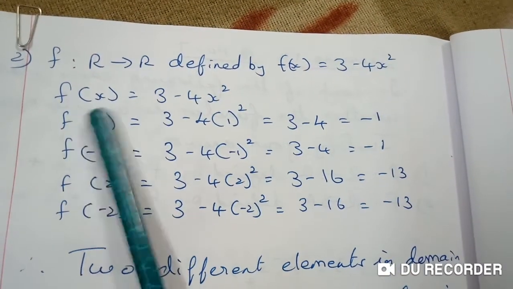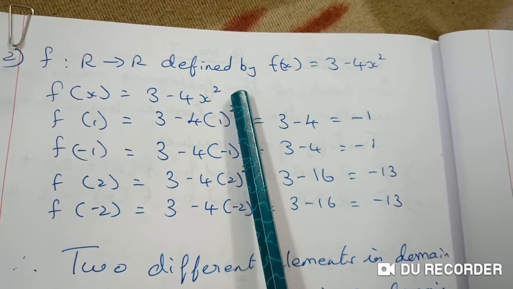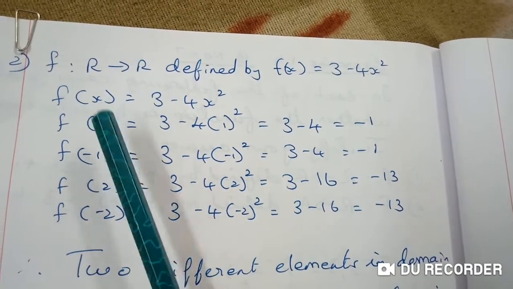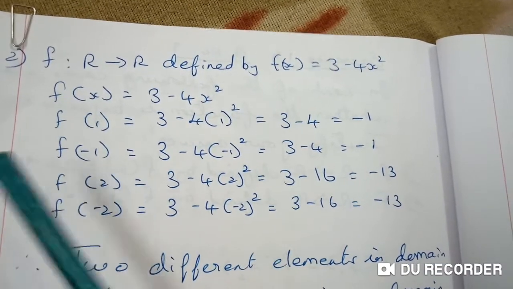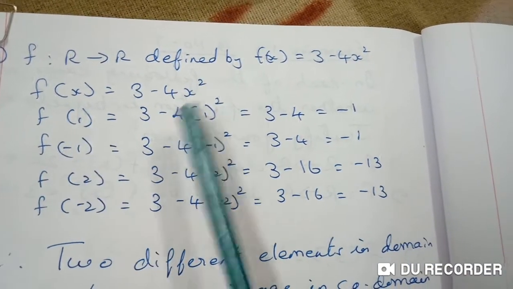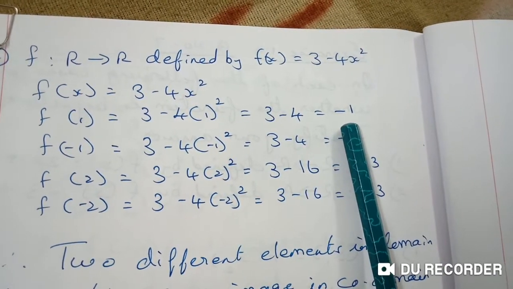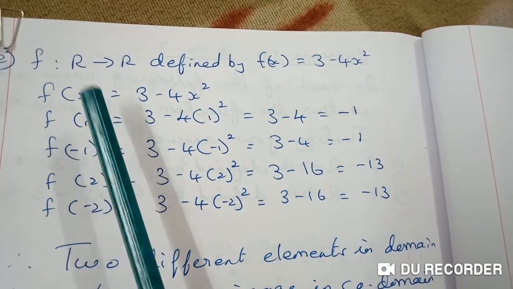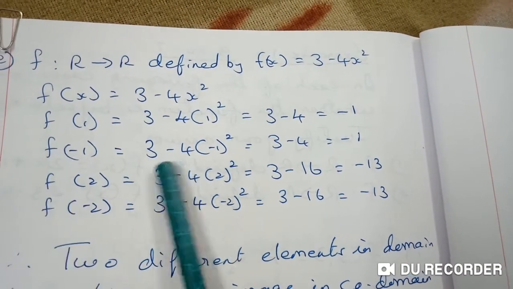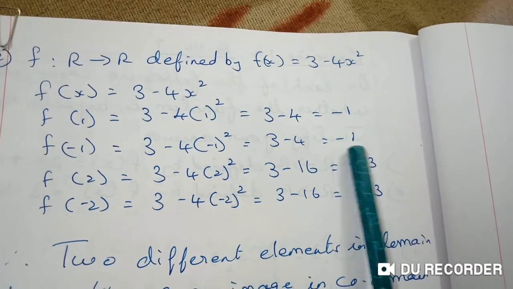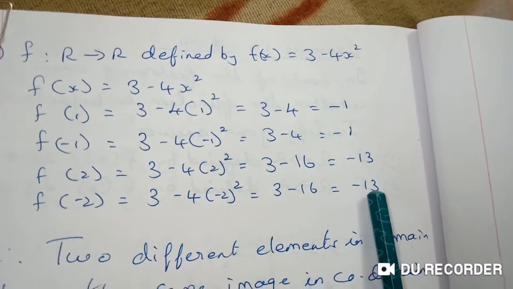So if you take f of x is equal to 3 minus 4x square. Now we have to write any real numbers. I have given only 4 numbers for example. I have taken first 1, and when I am replacing x with 1, I am getting the answer as minus 1. Then I have taken minus 1 because the function is from real number to another real number. When I substitute minus 1, I am again getting minus 1 here. Same for 2 and minus 2, I am getting minus 13, minus 13.